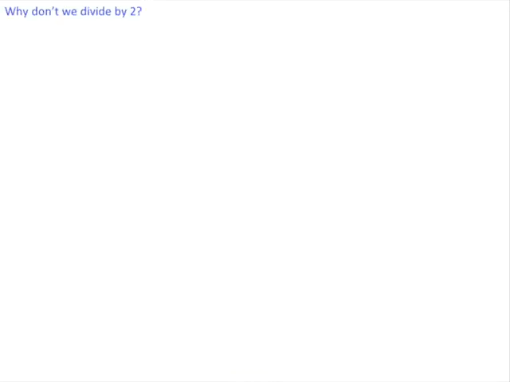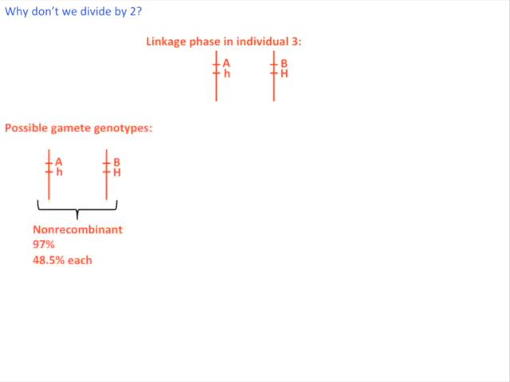In these questions, students sometimes wonder why we don't divide the 97% and the 3% by 2 to get probabilities of 48.5% and 1.5% instead. Let's take a look at this. The linkage phase in individual 3 tells us the genotypes of the recombinant and non-recombinant gametes that he would produce. Overall, the probability of a non-recombinant gamete is 97%. The probability of a specific non-recombinant gamete, one of these two, is half that, 48.5%. In contrast, the probability of a recombinant gamete is 3%. Given that there are two equally likely recombinant gametes, the probability of each one is 1.5%.